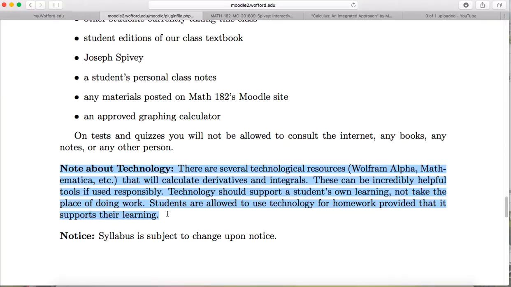as the honor code goes, you're allowed to use these technological resources provided that you are using them in a responsible manner. You're not allowed. It would be against the honor code to use it in an irresponsible manner. That's just exactly what I talked about.